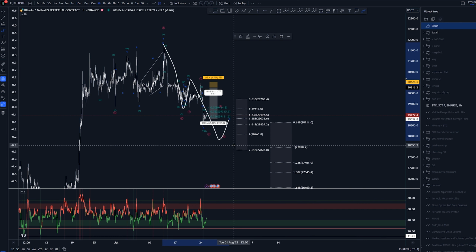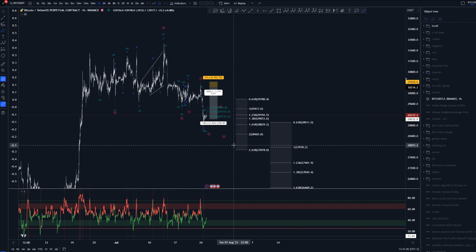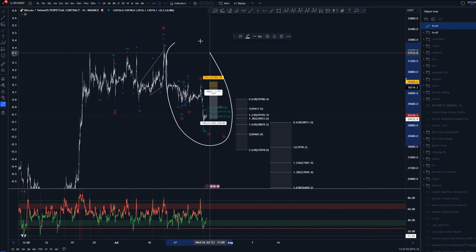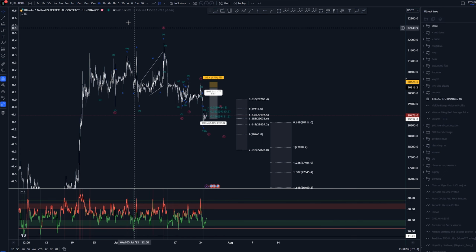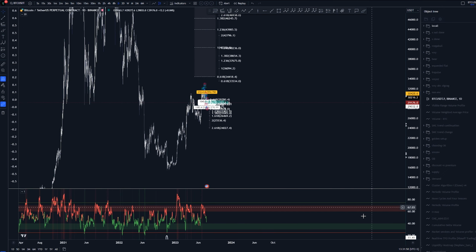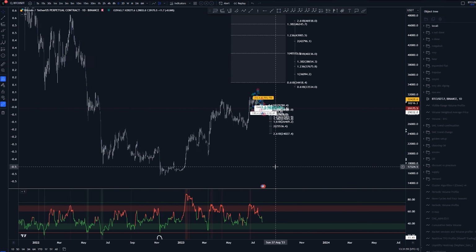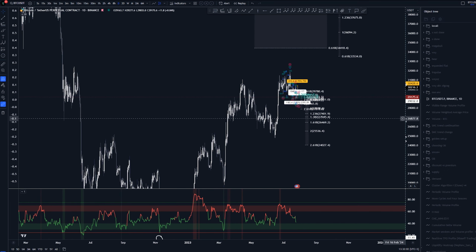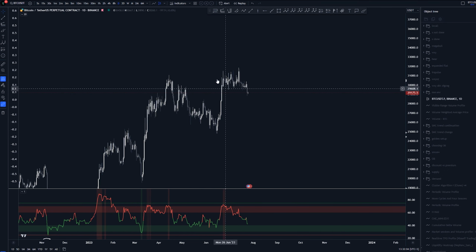Now, again, it is very early on to call any of those, but I just want to make sure that you understand that there are so many different scenarios at this point still in play that it's really important to at least understand that this can actually be the start of a very massive move to the downside, which would be correcting something very large.